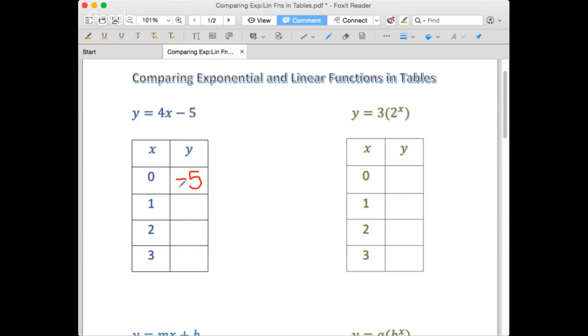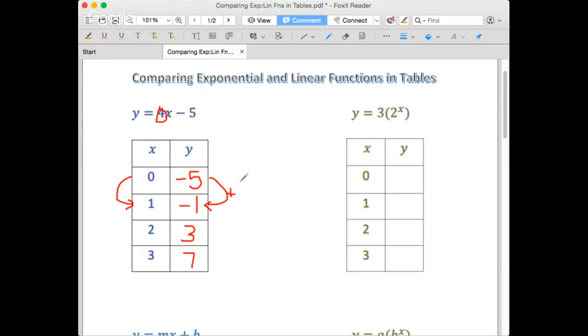If we plug in 1, we'd get 4 minus 5, which is -1. If we plug in 2, we'll have 8 minus 5, which is 3. And if we plug in 3, we'll get 12 minus 5, which is 7. What I really want you to notice is that when this is a linear equation, where this thing is the slope, every time this x value goes up by 1, what do you notice this goes up by over here? It adds 4 every single time.